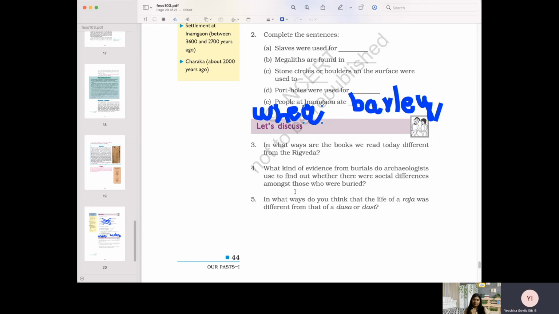In what ways do you think that the life of a Raja was different from that of a Dasa or Dasi? It was very different. A Raja was very free. I won't say free, he also has many duties. But the Raja did not follow anyone, but Dasa and Dasi had to follow the Raja. Yes, and they were kind of slaves, like workers.